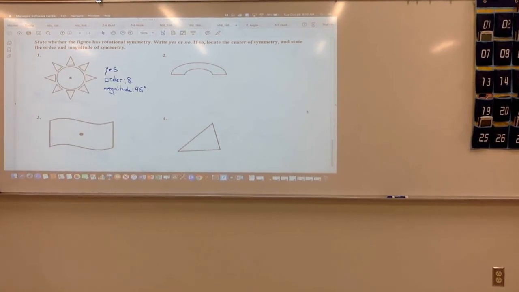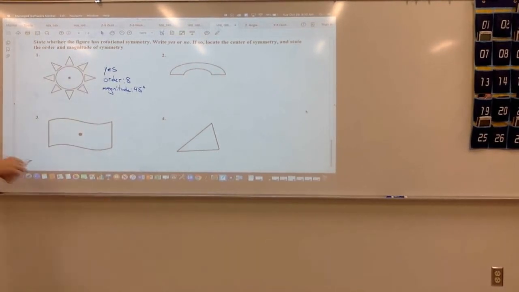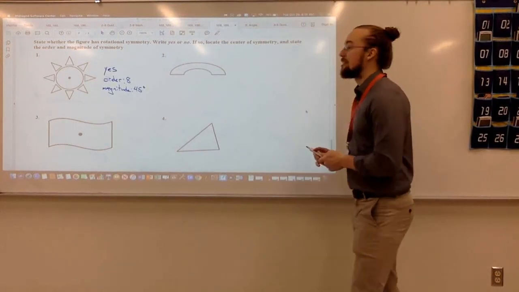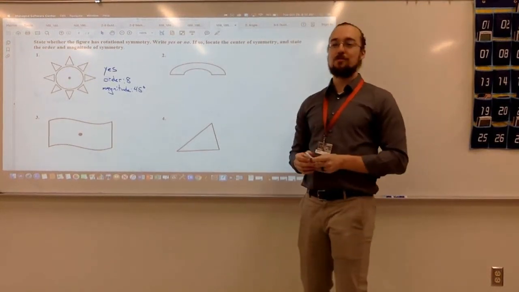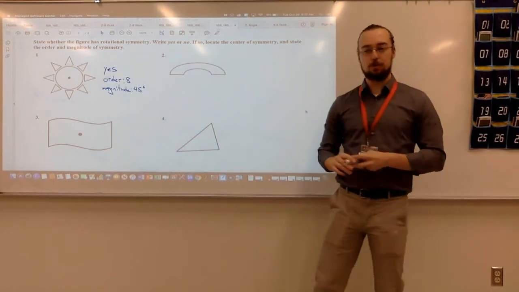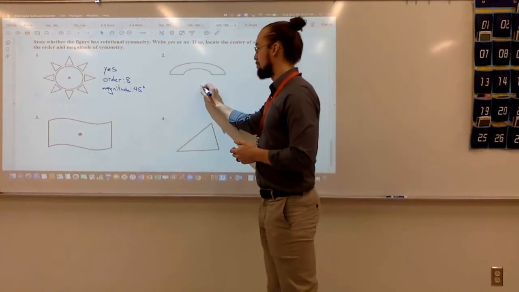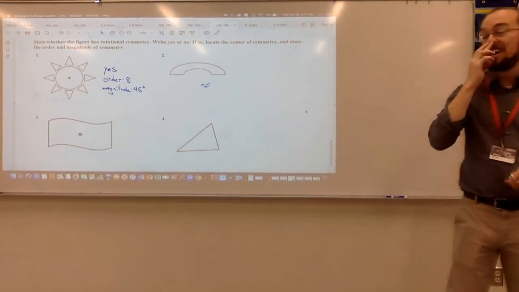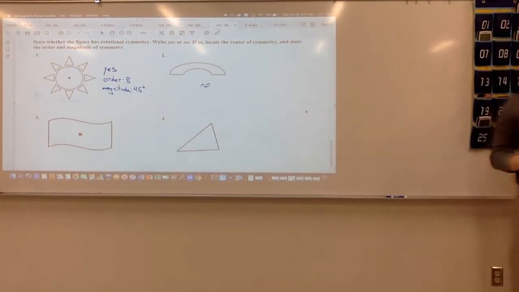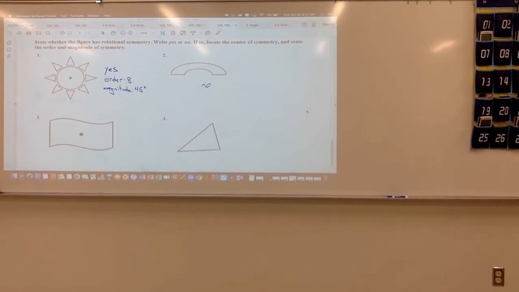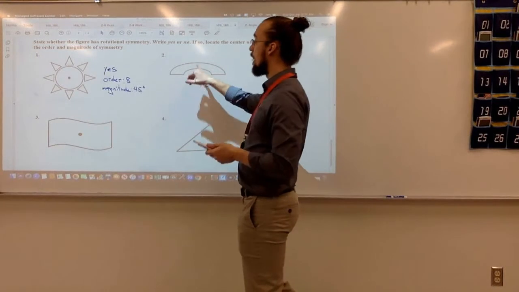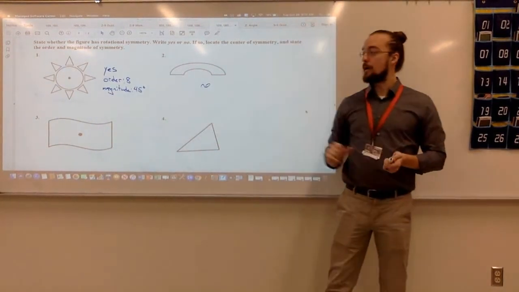How about number 2? No. Technically every figure has 360 degree rotational symmetry, so we would say that this does not have rotational symmetry. Would this have any lines of reflection? Yeah, this one would have reflectional symmetry, but not rotational symmetry. How about number 3?